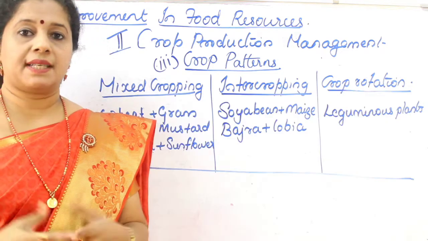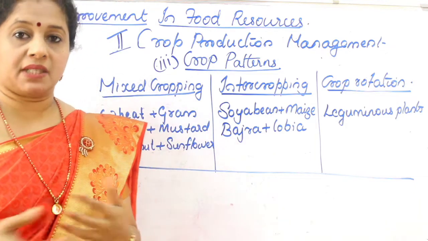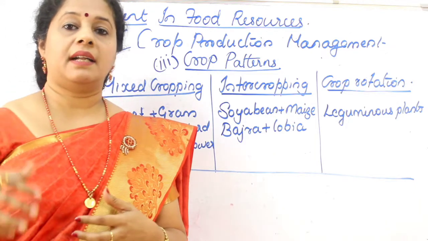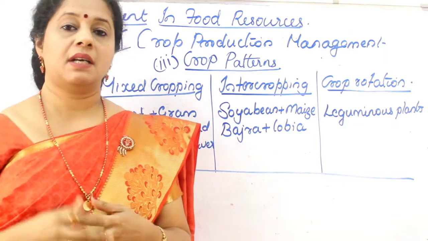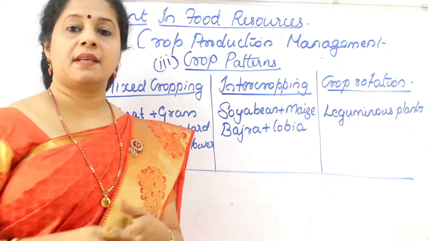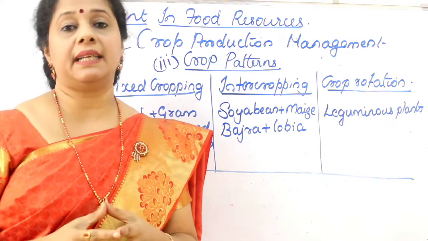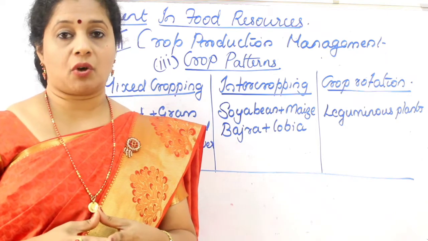For example, if I have 1 hectare of land, in one area I am growing some cereals like rice or something, in another part I am growing some vegetables, in the third region I am growing some fodder crops. Like that I am growing different crops in one single field simultaneously. That is called mixed cropping.